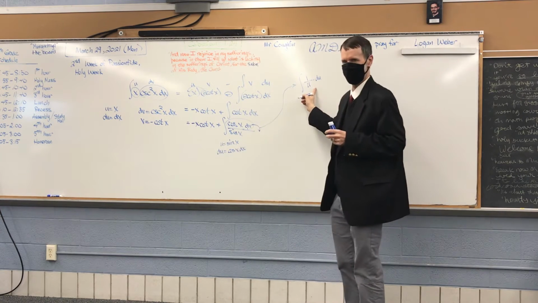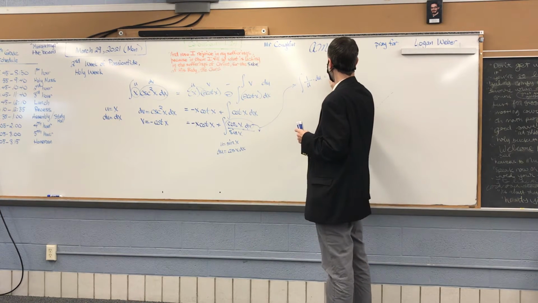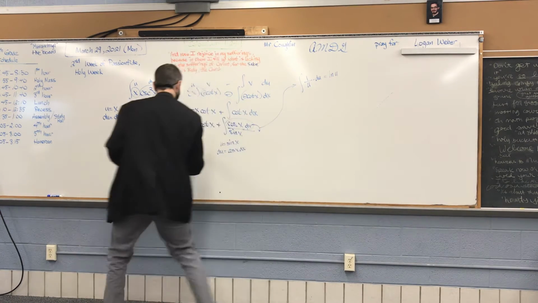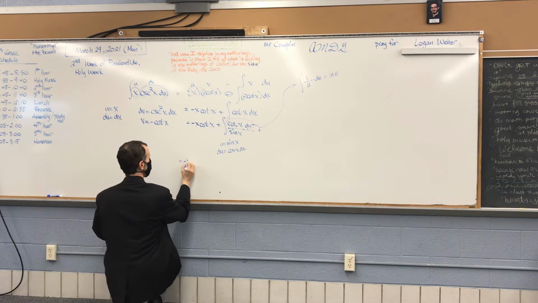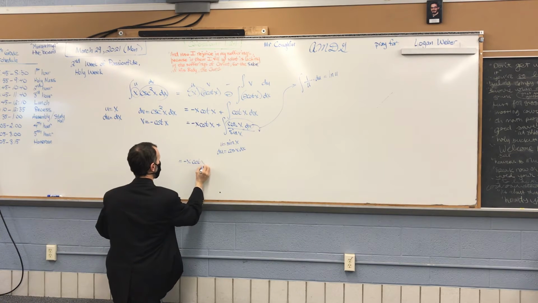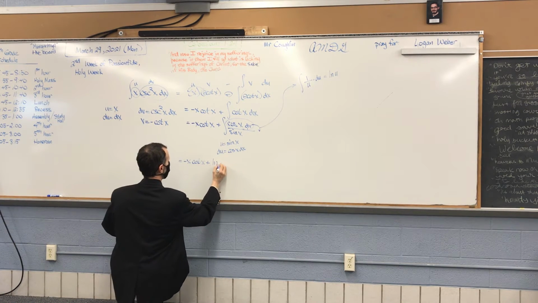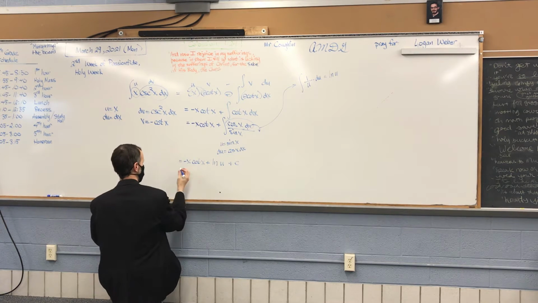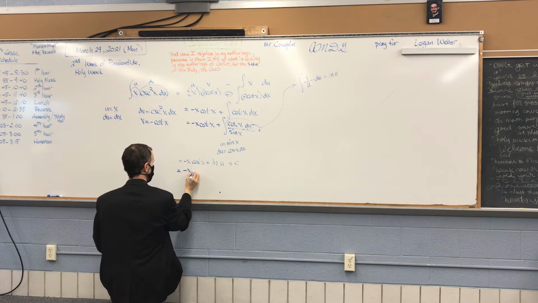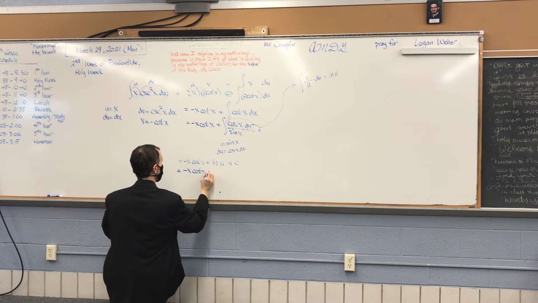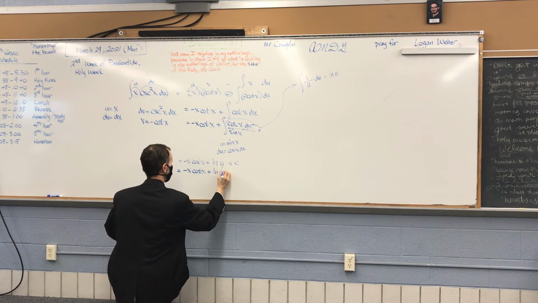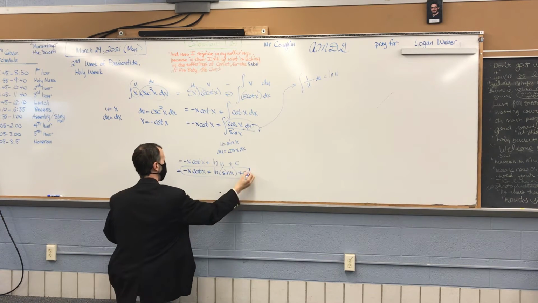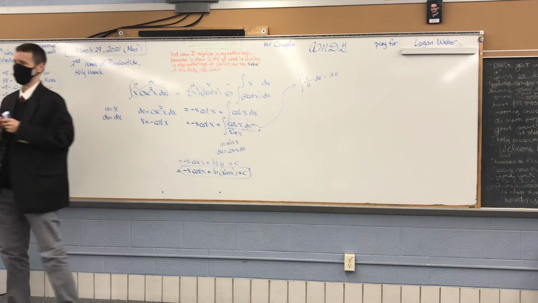What is that? ln of u? ln of u, correct. So let's do that. Put it in here. So it's negative x cotangent of x plus ln of u plus c. What is u? Sine of x. Right. So negative x cotangent of x plus ln of sine of x plus c. There you go. So it's a 2-step problem.